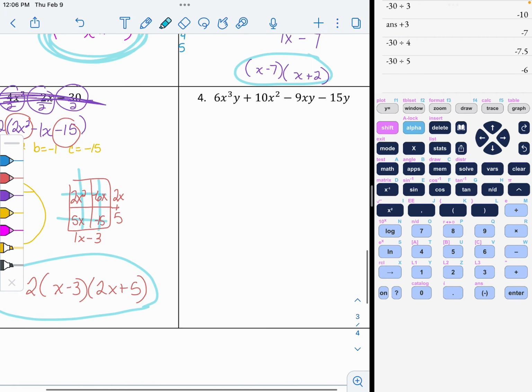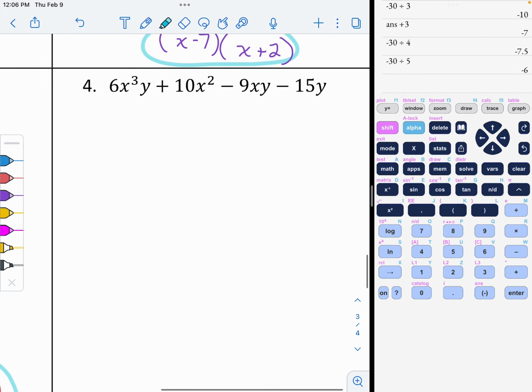Number 4. My GCF in number 4, let's take a look. Are they all even? No. Maybe 3, right? Are you guys tempted to pick 3? Bummer. 10 doesn't divide by 3, and 9 doesn't divide by 2. And that's really it. Those are my only options, 3, 2, and 6. So just a 1.